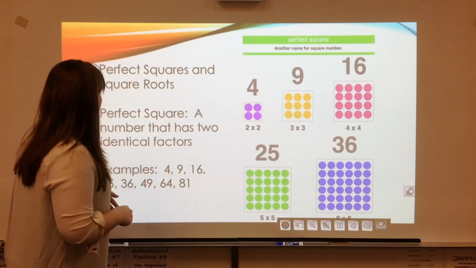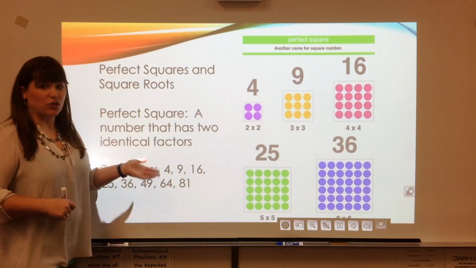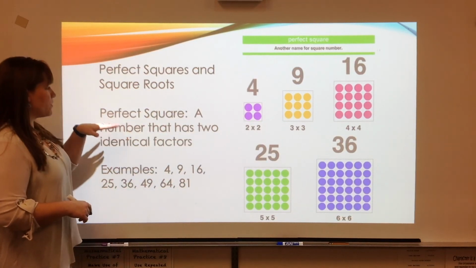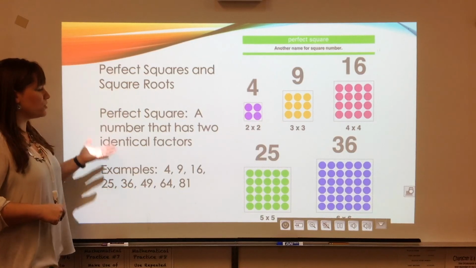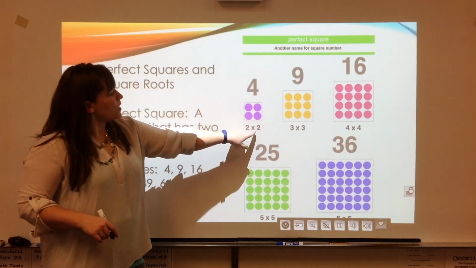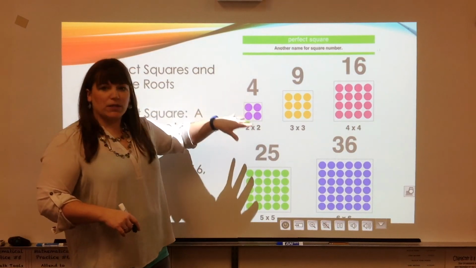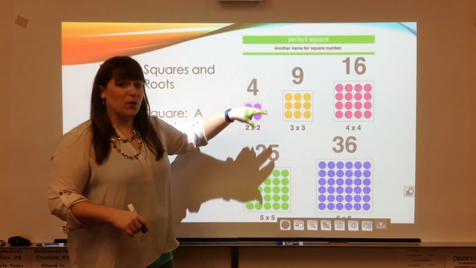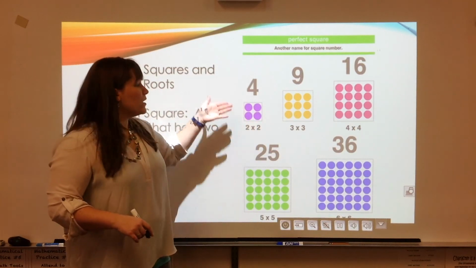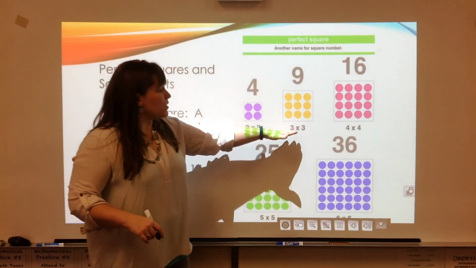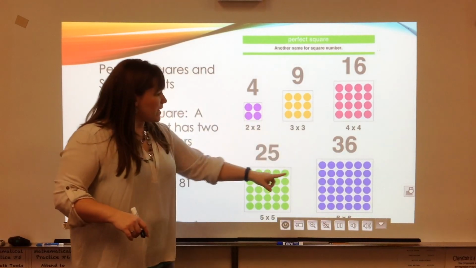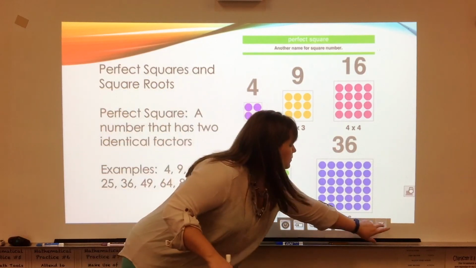On this blue note sheet, you have the definition of a perfect square, and I have some examples with pictures to show us what I'm talking about. A perfect square is a number that has 2 identical factors. So if you look over here, we have 2 times 2, and if we were to show that with dots, we could draw a perfect square with a side of 2 all the way around, and then we could do the same with a box that's 3 by 3, 4 by 4, 5 by 5, and 6 by 6.